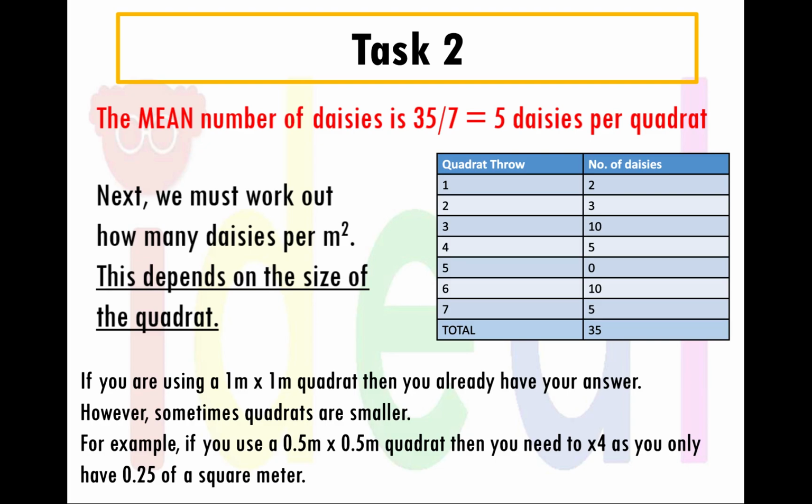For example, if you're using a 0.5 metre by 0.5 metre quadrat, then you will need to times the number that you got by 4, as if you didn't do that, you would only have how many daisies there were per 0.25 of a square metre. But that's not the case in this one, because we've used a 1 metre by 1 metre quadrat, so we could just use this number of 5 daisies per quadrat, which will be 5 daisies per metre squared.